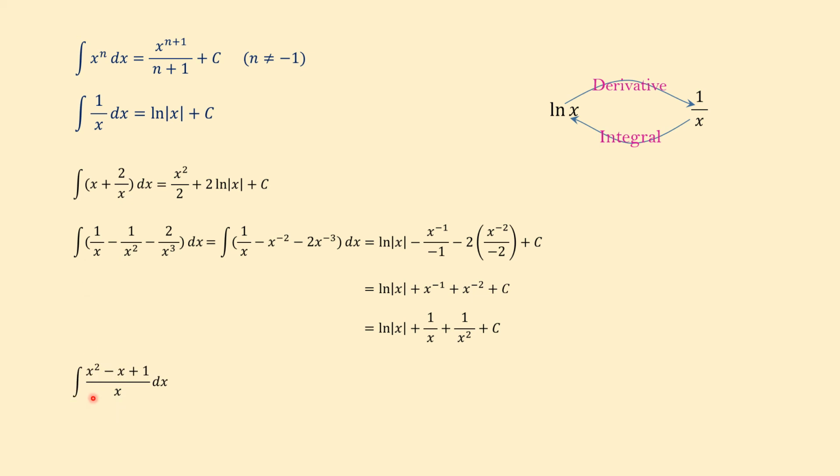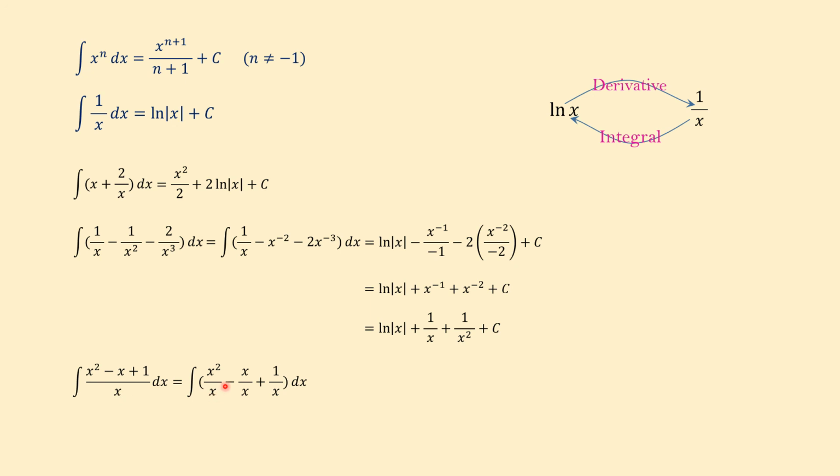Another example. Integral of x squared minus x plus 1 over x dx. To integrate this expression, we cannot immediately use the integration formulas. First, we have to rewrite this expression in a form that fits the formulas that we have. To do that, we separate the numerator. By separating the numerator, I mean we rewrite this expression in the form of x squared over x minus x over x plus 1 over x. We are dividing terms in the numerator by the denominator.